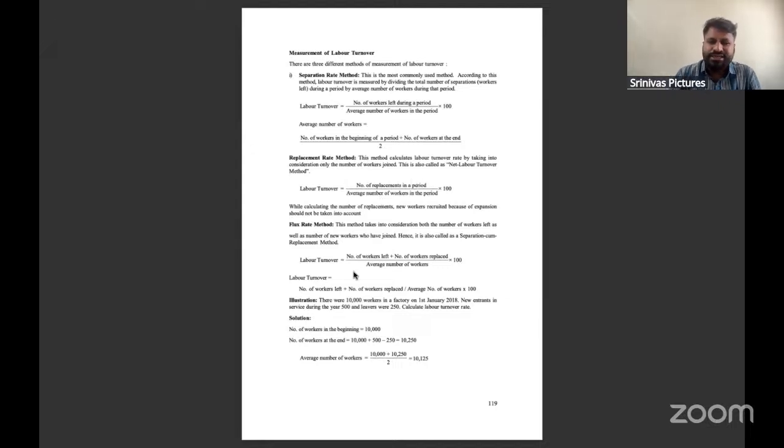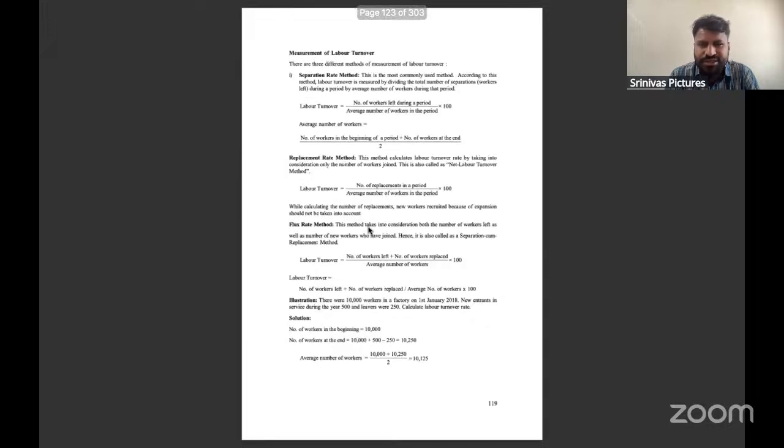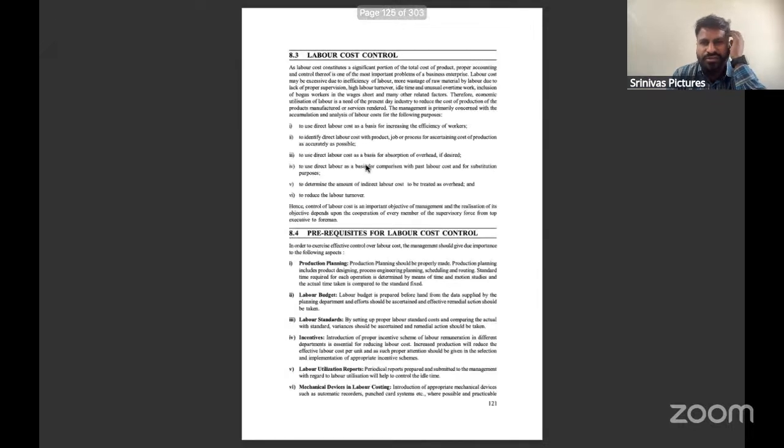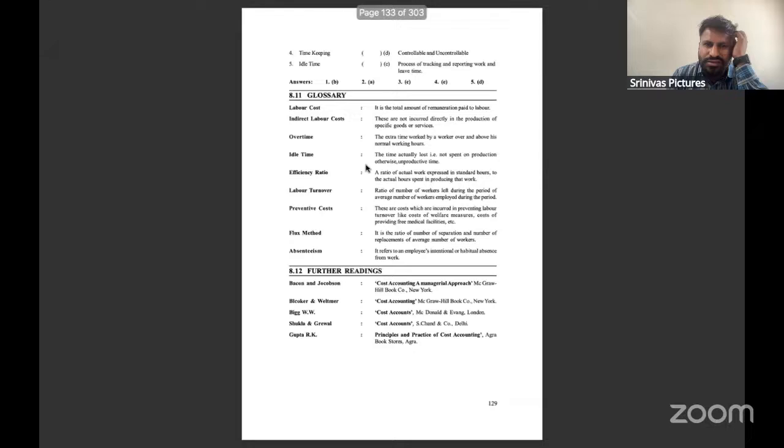The next one is labor turnover according to the flux rate method. Here we take both the number of workers who left and the number of workers replaced, and we consider the average number of workers. These are the problems you have to follow. These are very simple and easy methods for the measurement of labor turnover. Is it clear? This is very easy, so go through it once. Whatever glossary is there, you can read those meanings before going to the examination. It will help you to write the short questions.